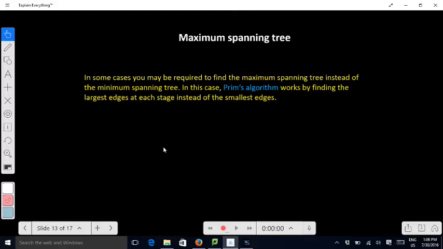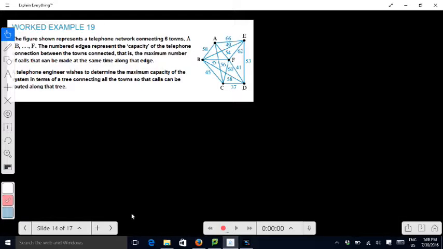Sometimes it might be worth looking at the maximum spanning tree. Basically the same thing, except we look at the largest edges instead of the smallest. So example 19, got a figure representing a telephone network connecting 6 towns, A to F. The numbers on the edges represent the capacity of the telephone connection between the towns connected. That is the maximum number of calls that can be made at the same time. So a telephone engineer wishes to determine the maximum capacity for the system.